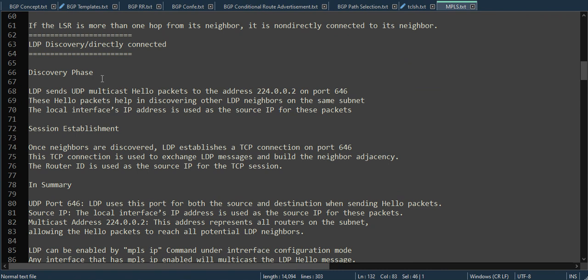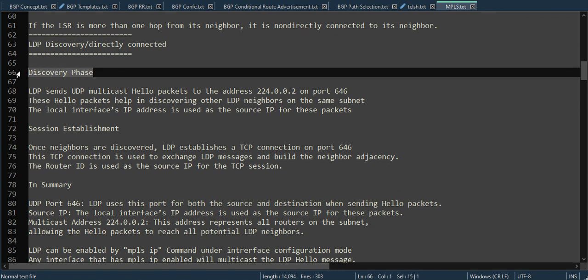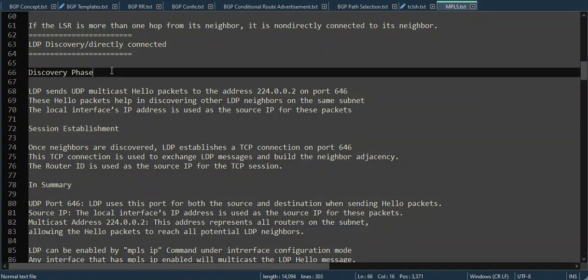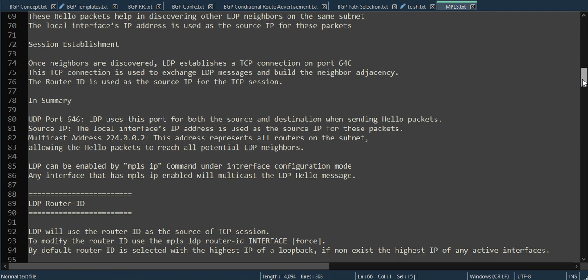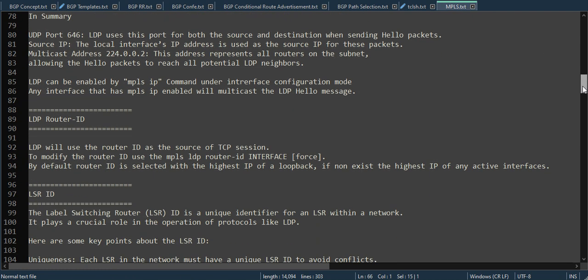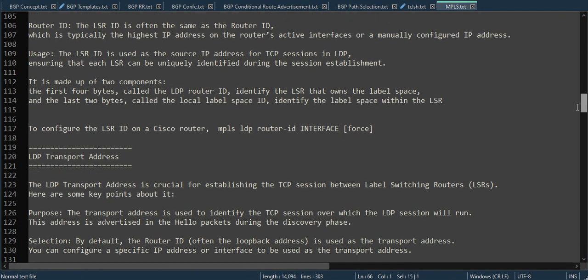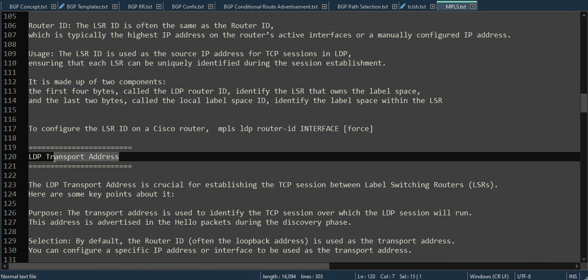For LDP session establishment, there are two phases. One is the discovery phase and the other one is the session establishment phase. First the discovery phase must happen, then the session establishment phase. We have LDP router IDs, LSR IDs, and LDP transport addresses.